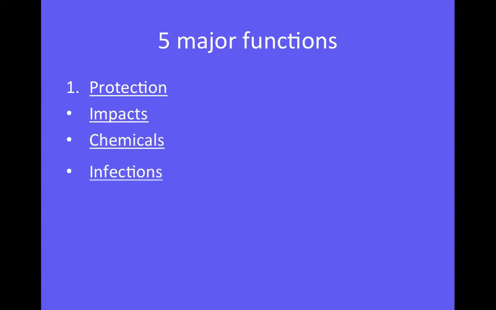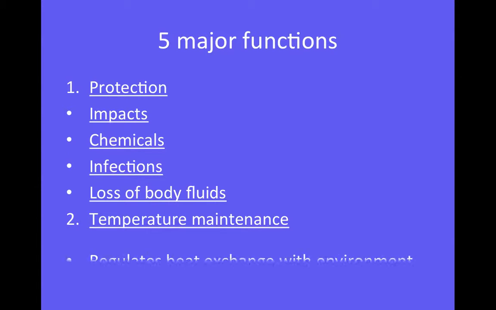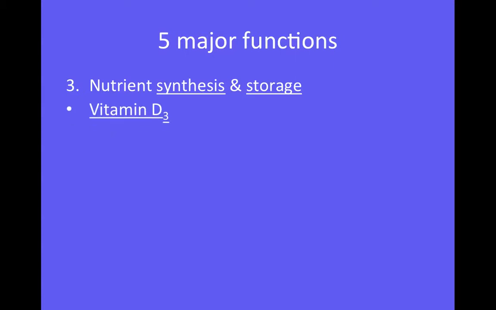Alright, the major functions of the integumentary system. The first one is protection from things like impacts, chemicals, infections, and loss of body fluids. The integumentary system also helps us regulate our temperature maintenance because it is what regulates the heat exchange with our outside environment. The integument also is responsible for nutrient synthesis and storage. So we're looking at nutrients like vitamin D3 as well as lipids.